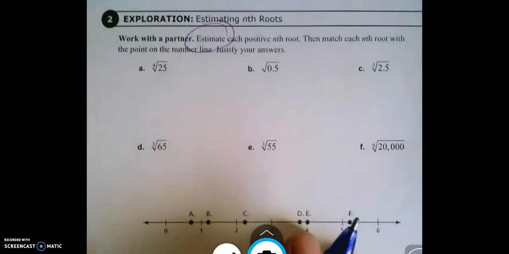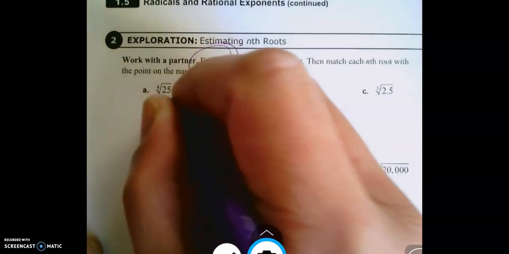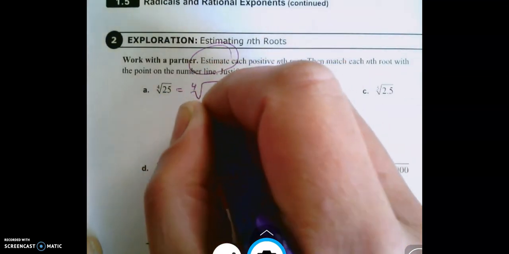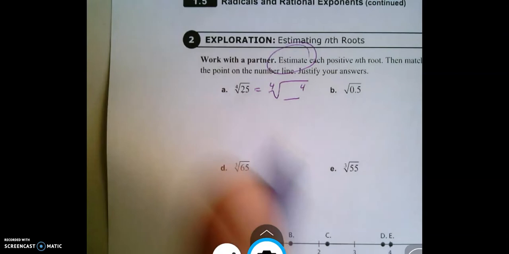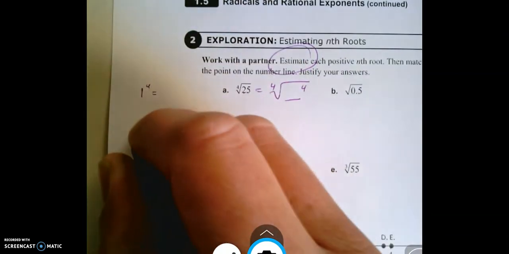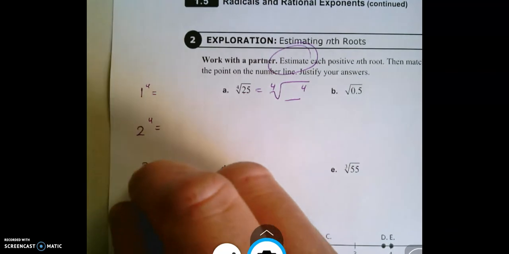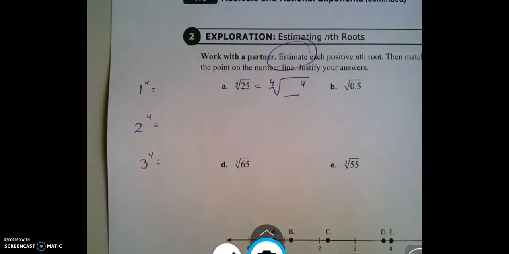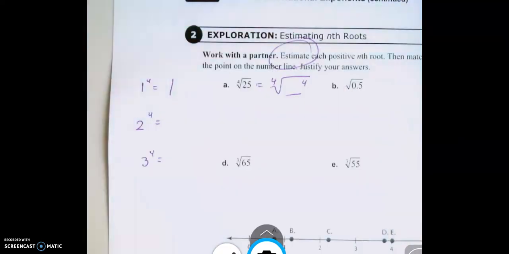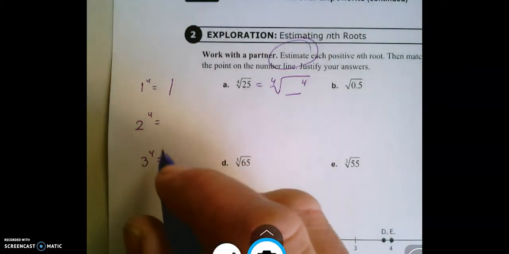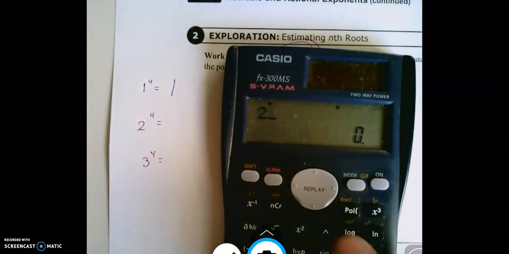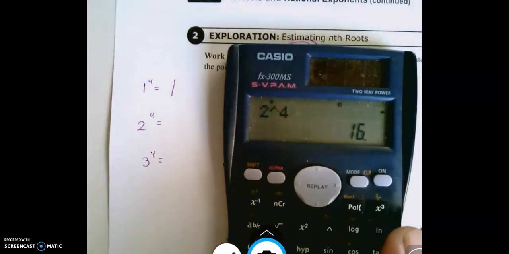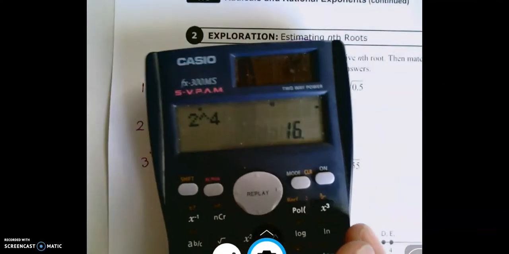Here's what we'll do. Let's start with the fourth root of 25. Okay. Now, again, what you're looking for is something that, when it's put to the fourth, will give us 25. I don't know what number that would be. What I'm going to do here is I'm going to make a list. I'm going to go 1 to the fourth equals, 2 to the fourth equals, 3 to the fourth equals. All right. And at 1 to the fourth, we don't need a calculator. That's 1. 2 to the fourth would be 2 times 2 times 2 times 2. That's 16.